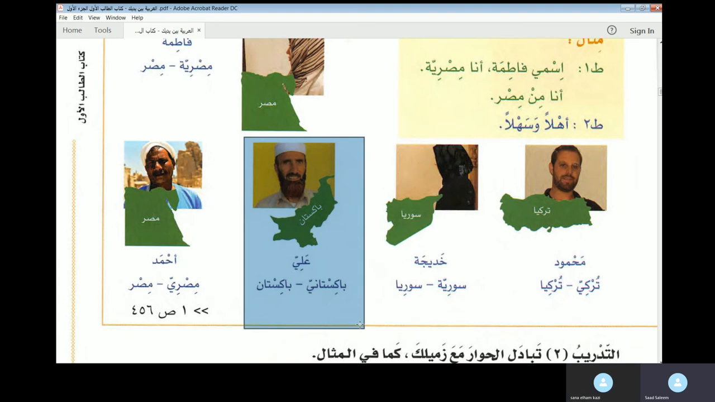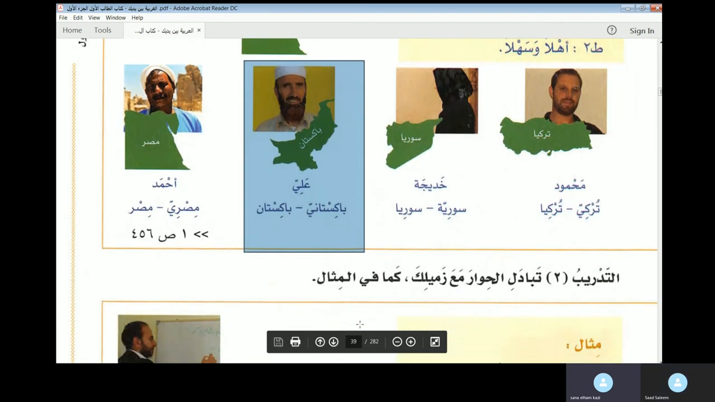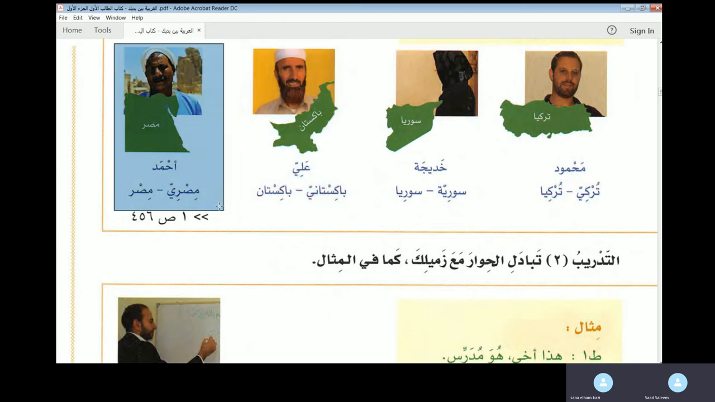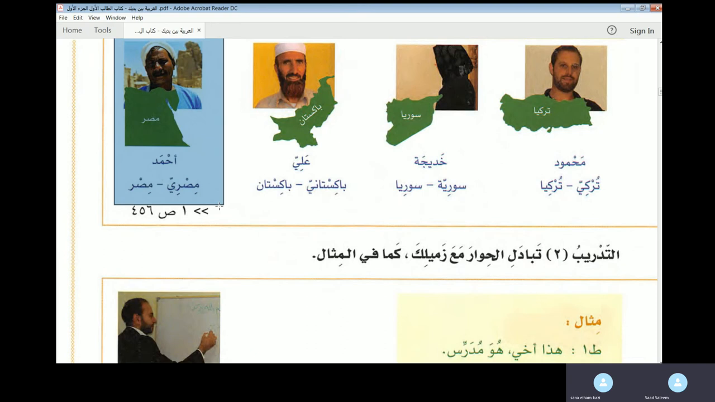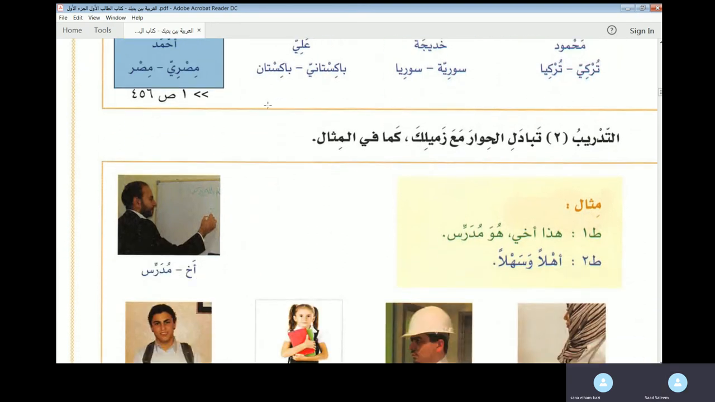Ahlan wa sahlan. Ismi Ali. Ana Pakistani. Ana min Pakistan. Ahlan wa sahlan. Ana Ahmed. Ana Misri. Ana min Misr. Ahlan wa sahlan.